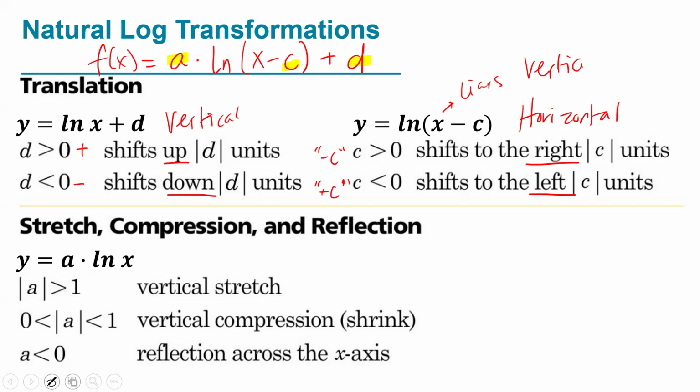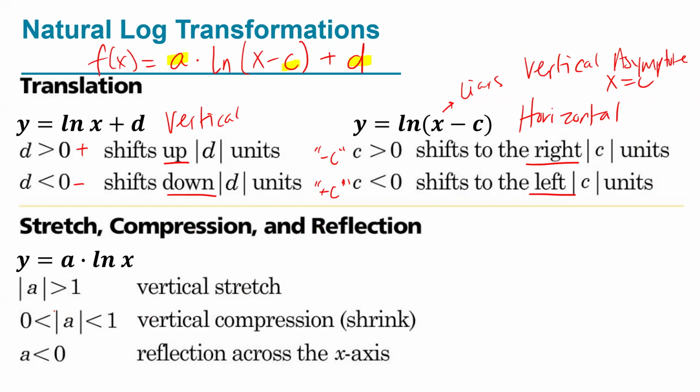If I can spell, that would be great. Let's try that again. Vertical asymptote. And it's going to be whatever your C is. Okay? Last is our A. Our A transformation variable. It's going to tell us whether we stretch or compress, and if we are a reflection.